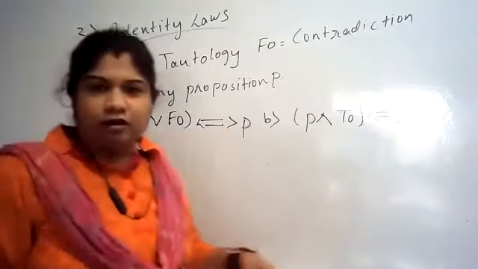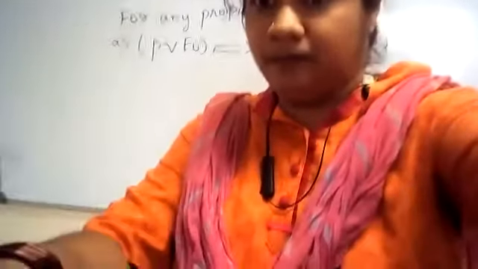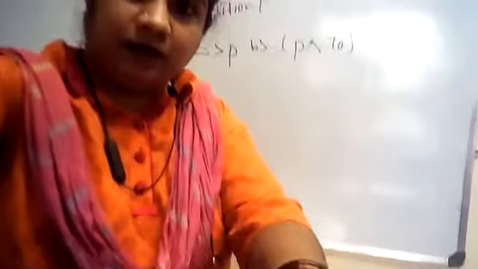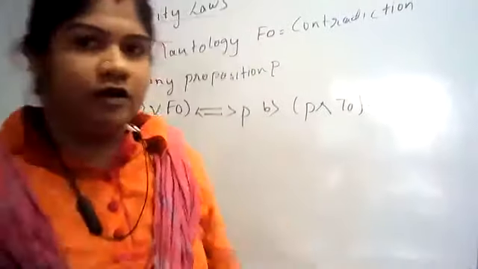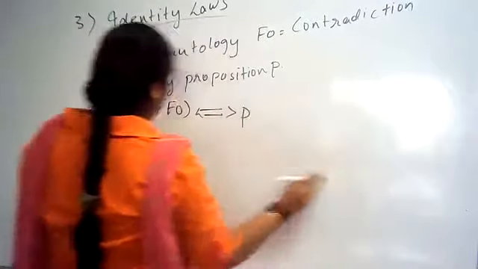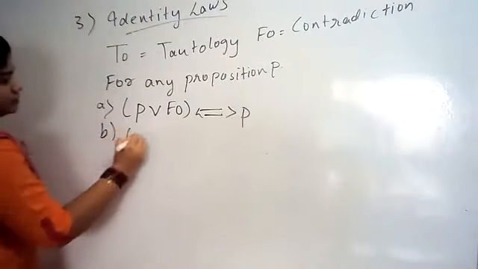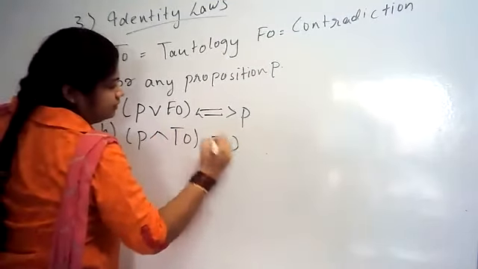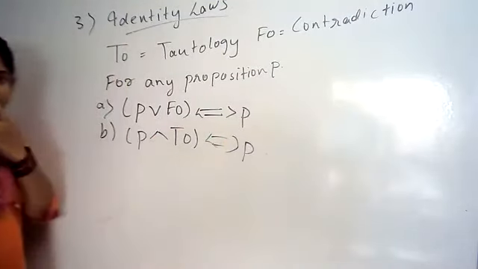This is P. Whether you are able to see this? This is P, okay? Or else here there is a reflection. I will write here, okay? If you are copying, take down here: P conjunction T0 is logically equivalent to P. You can take this.